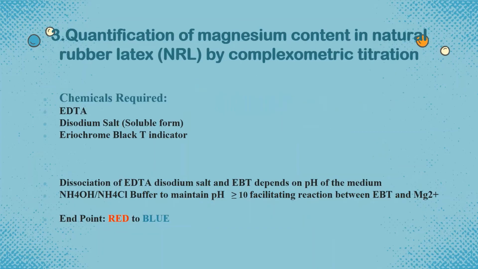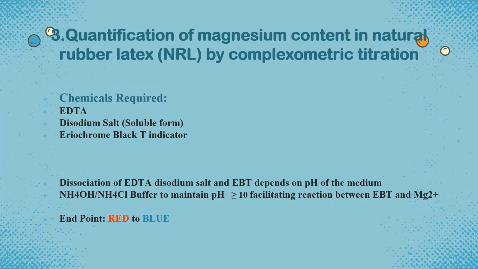So our next application is quantification of magnesium content in natural rubber latex by complexometric titration. The chemicals required are EDTA disodium salt and Eriochrome Black T indicator. A conventional approach involves magnesium analysis in natural rubber latex based on complexometric titration with EDTA using Eriochrome Black T as an indicator.